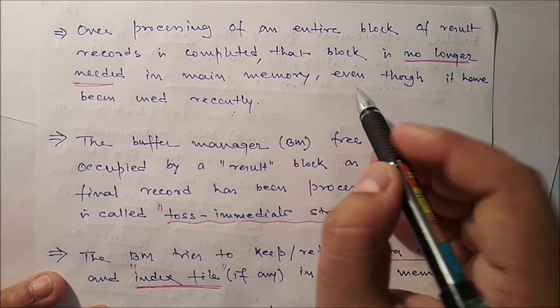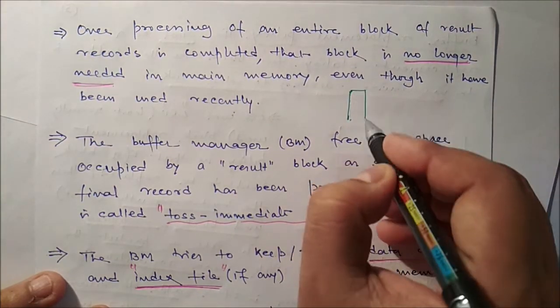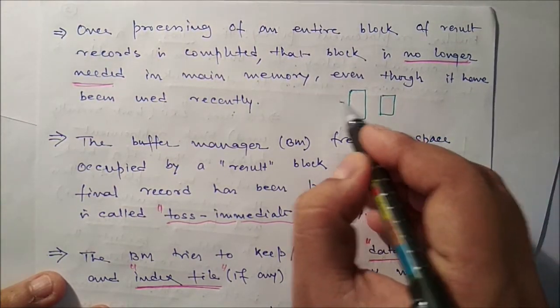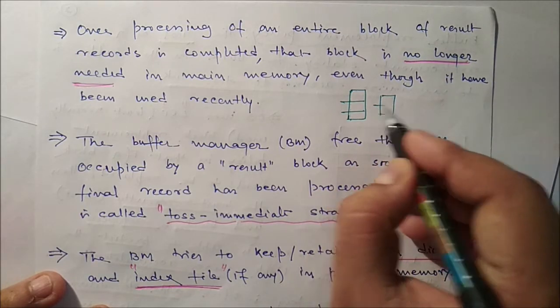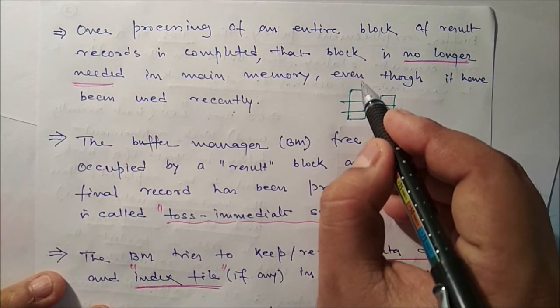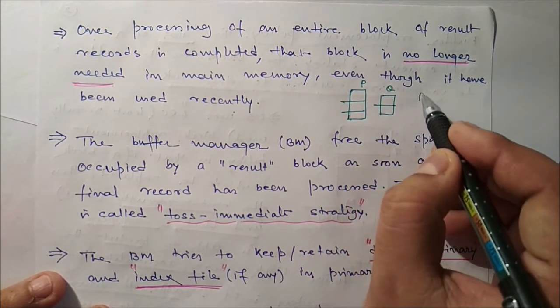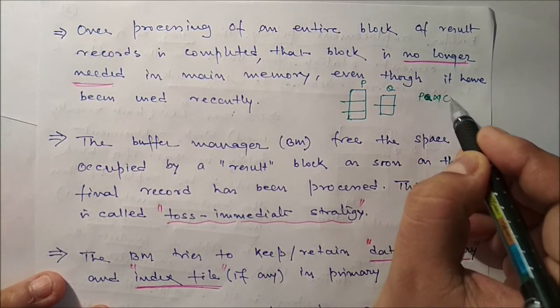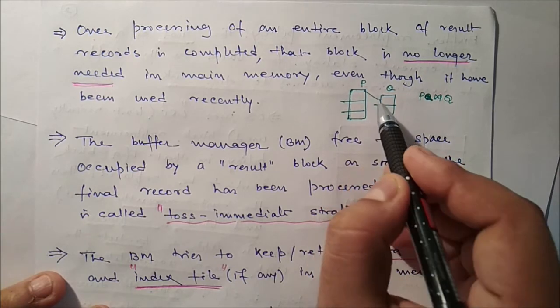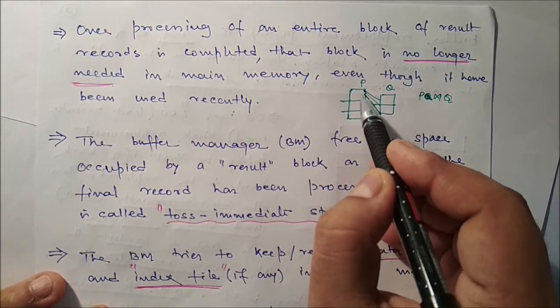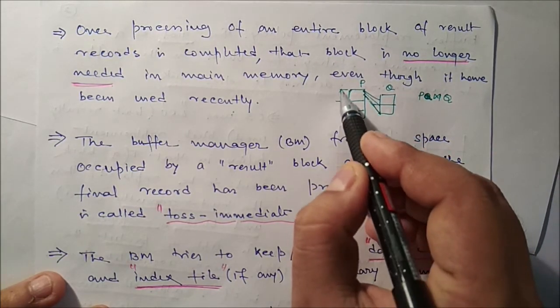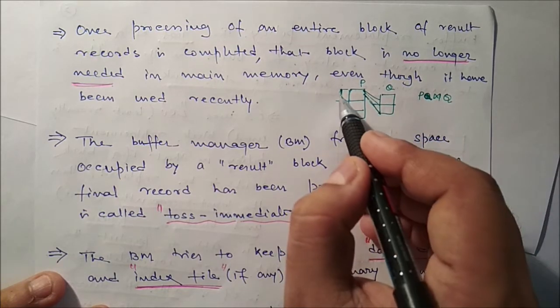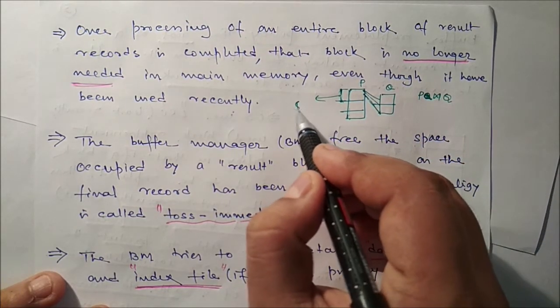Two tables are there, and these are the blocks. If you want to merge P and Q, we have to compare with all of these. Once this particular part is over, then transfer this part from primary memory to secondary memory.